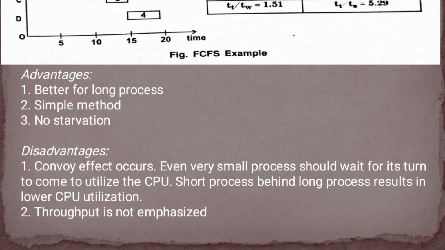Even a very small process should wait for its turn to utilize the CPU. A short process behind a long process results in lower CPU utilization, so throughput is not emphasized. Suppose you have a process with a short service time; that can be executed first, and then the long service time process can be executed. So that is the disadvantage of this one.